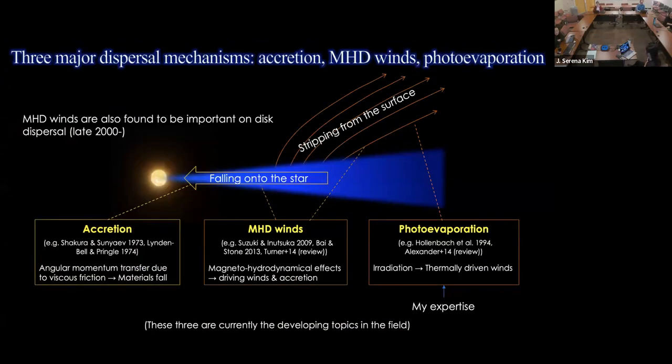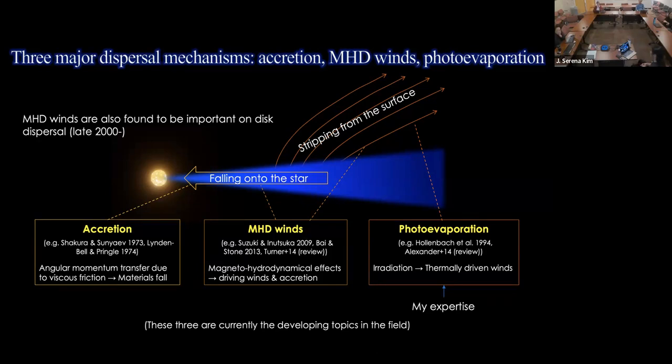In the late 2000s, it was pointed out that MHD winds are also important in disk dispersal. So now viscous accretion, MHD winds, and photoevaporation are thought to be the major internal disk dispersal processes, and they are the topic of ongoing investigations in the field. To summarize, there are two ways to disperse disks. First is falling onto the star, and the other is escaping from the surface. Viscous accretion works as the former, and photoevaporation works as the latter. And MHD winds can work as both.